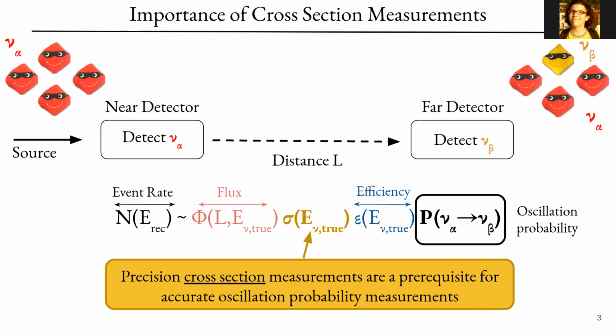In both cases, what we measure is the number of interactions, and this event rate depends on a fairly complicated expression which includes the fluxes, the cross-sections, the selection efficiencies, and the oscillation probabilities that we want to measure with high precision. But at this point, it becomes pretty clear that if we want to make a high precision oscillation probability measurement, we first have to have a really good handle over every other quantity included in this expression, and that means that making high precision cross-section measurements is a prerequisite.